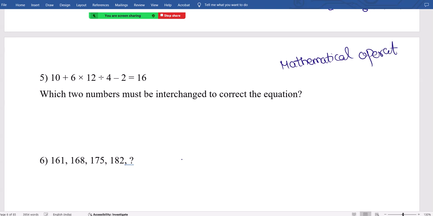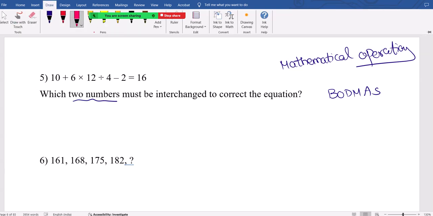Mathematical operations, let us have a look here. You need to interchange some numbers so that this equation is correct. If you solve this equation directly using the BODMAS rule, always keep in mind the priority order. If you do it directly, it is not equal to 16. You need to interchange two numbers. Numbers should be changed, then the right side, 16, will come.